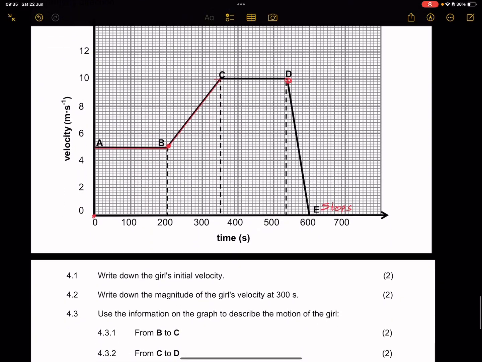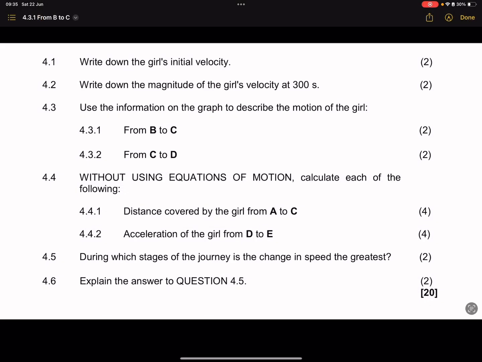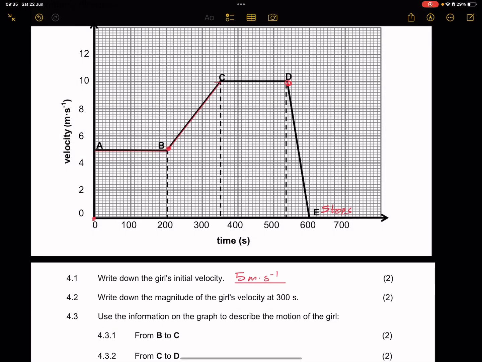So they ask us the question. They say, write down the girl's initial velocity. Notice they say write it down, which means we didn't have to calculate it. And we've said that her velocity is 5 meters per second, isn't it? So her velocity is 5 meters per second. Now to the next one, they say write down the magnitude of the girl's velocity at 300 seconds.